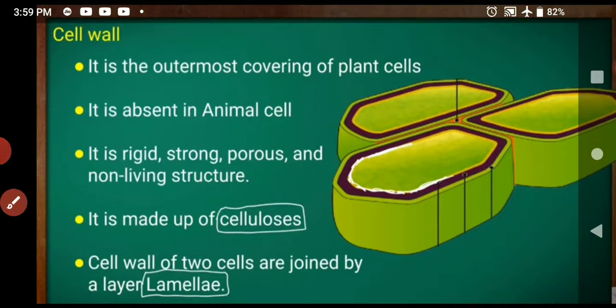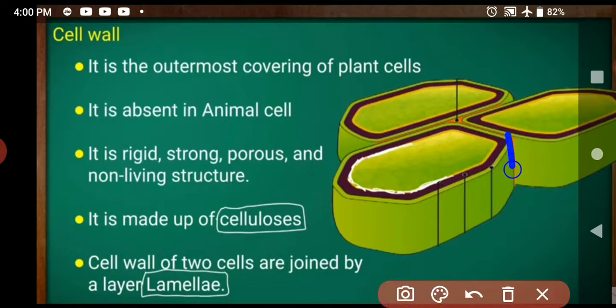And cell wall of two cells are joined by a layer, lamella. See, this is called lamella, joined by a layer, lamella.